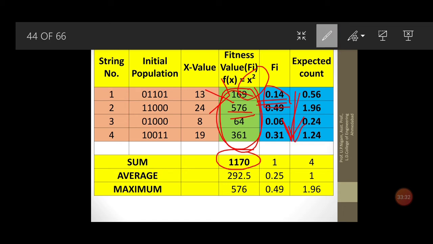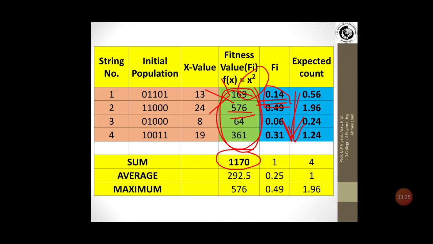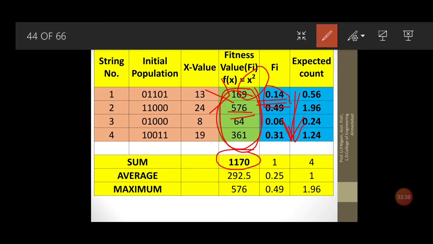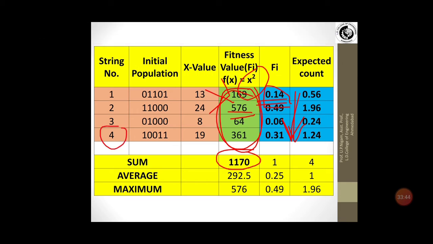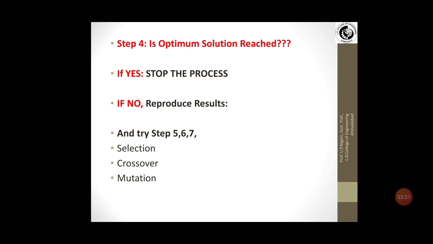And when we multiply the particular Fi value by the highest string number, which is 4, meaning we are having 4 strings, we can calculate the expected count. So 0.14 multiplied by 4 will give 0.56. In such a way we are getting that particular value.